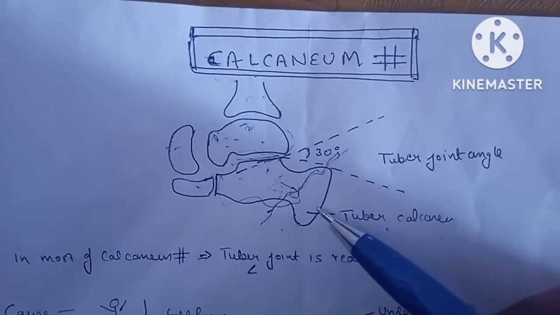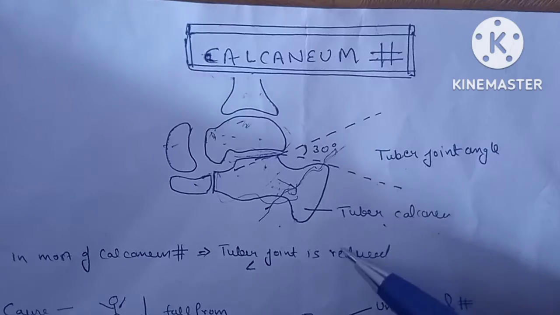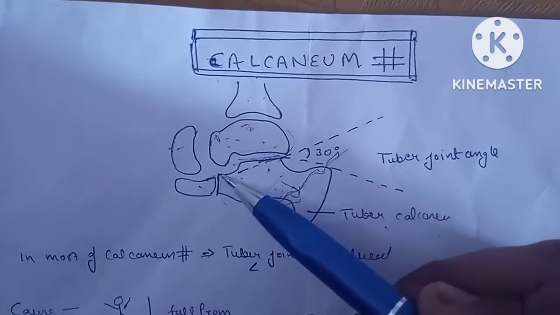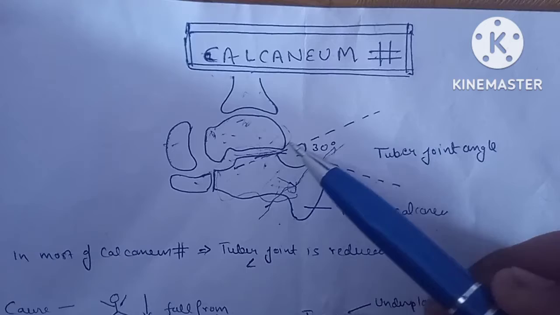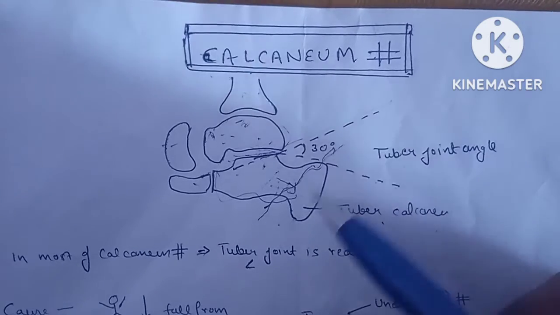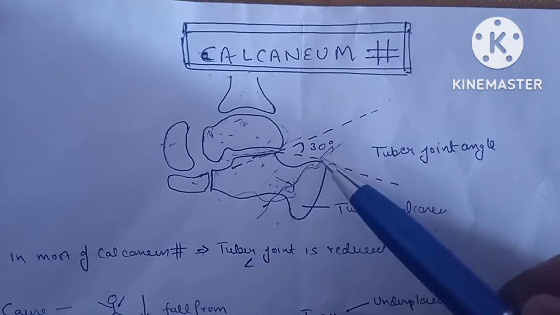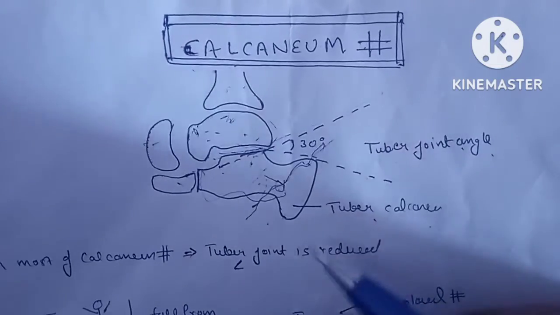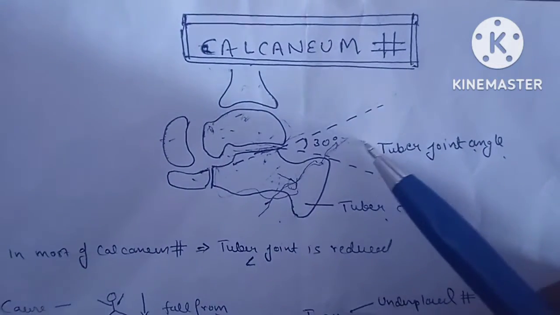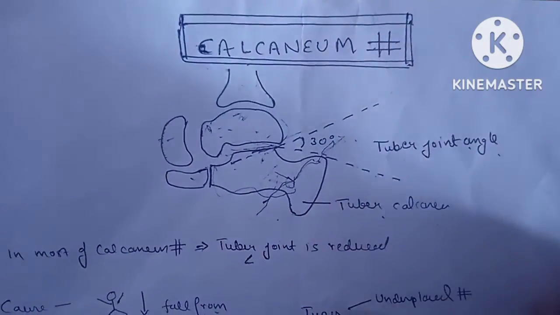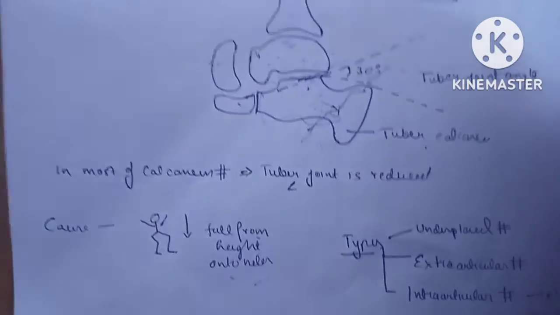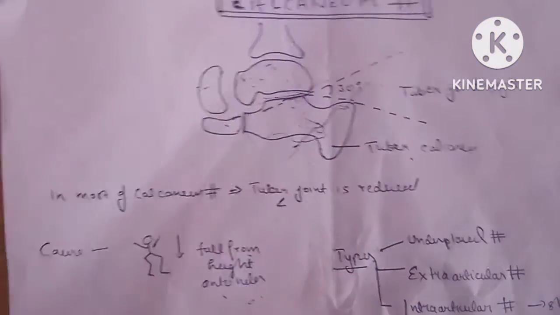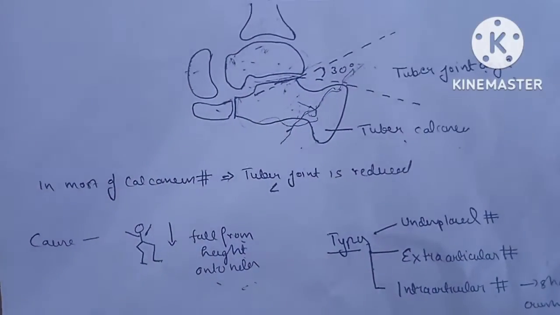The calcaneum's posterior elongation is the tuber calcanei. Superiorly it articulates with the talus. The axis drawn from the superior articular facet of the calcaneum and the axis drawn from the two tubercles of the calcaneum form the tuber joint angle. In most cases of calcaneum fracture, this tuber joint angle is reduced. This is what helps us in diagnosis of calcaneum fracture. The cause we already know.